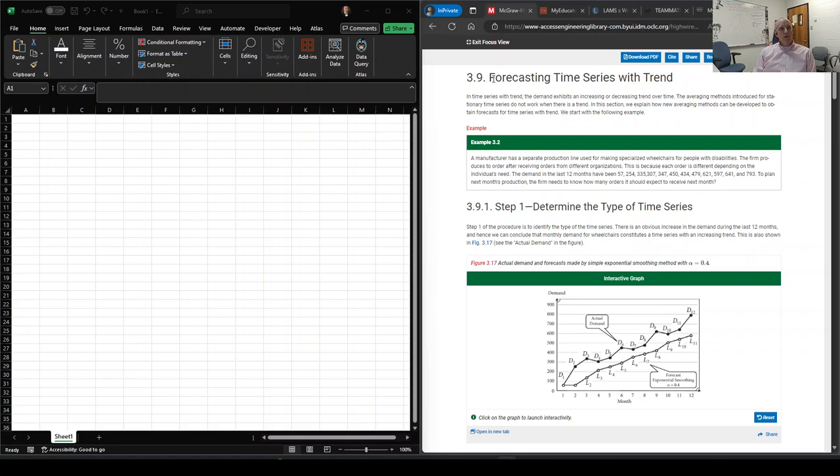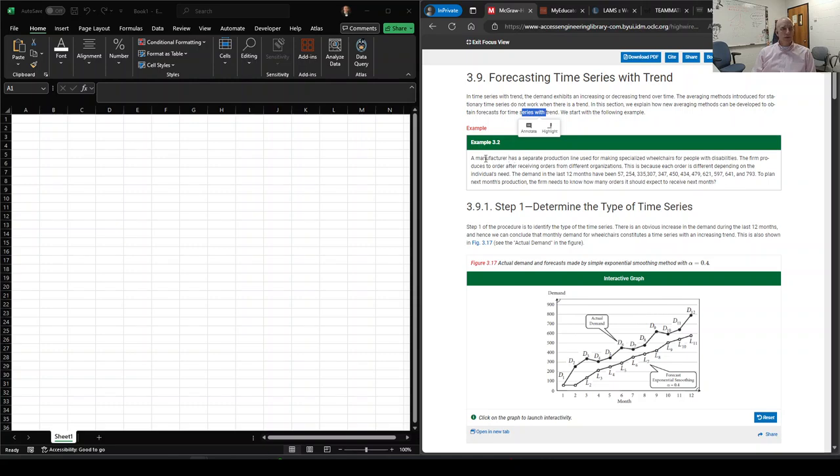And the section here is talking about forecasting time series with trend. So previous to this section, we were talking about forecasting time series without trend. And in this section, we're talking about with trend. What's a trend? This is increasing or decreasing trend over time. The averaging methods introduced for a stationary time series do not work when there's a trend. In this section, we explain how new averaging methods can be developed to obtain forecasts for time series with trend.